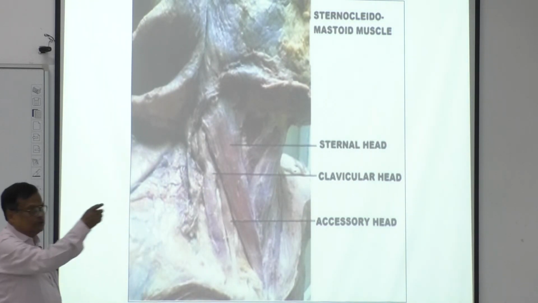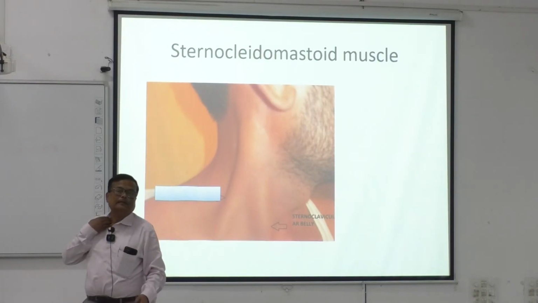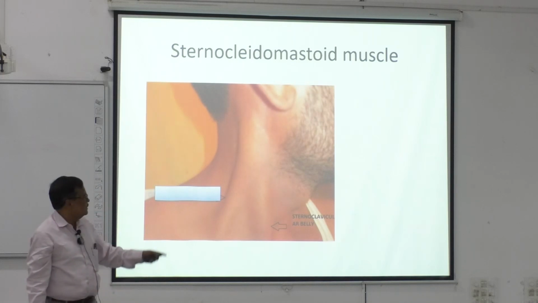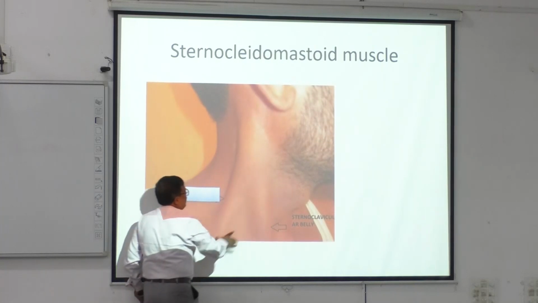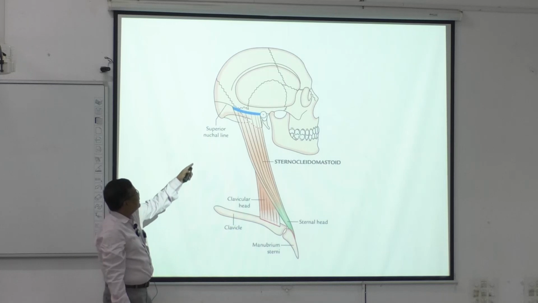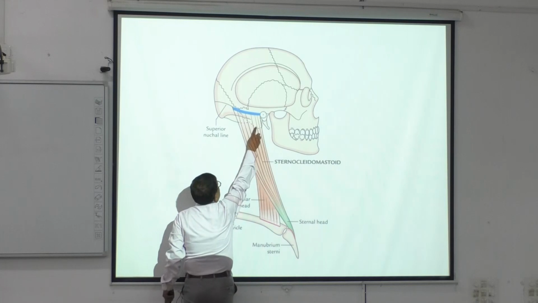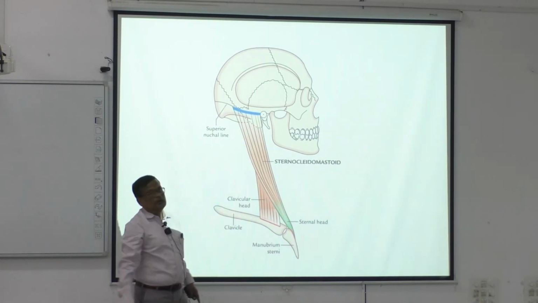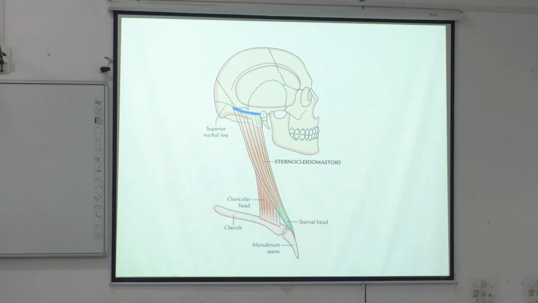Picture in cadaver: you will see in your dissection the sternal and clavicular head, in a thin person, a well built person. This is the sternocleidomastoid. So insertion is the mastoid process, upper part of this, and lateral 2/3 of the superior nuchal line. Finished. Origin, insertion, nerve supply. Nerve supply is very important.